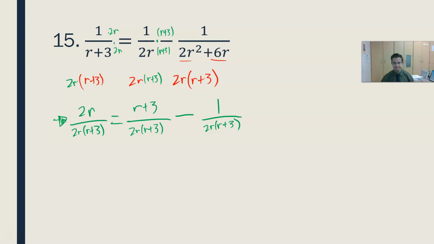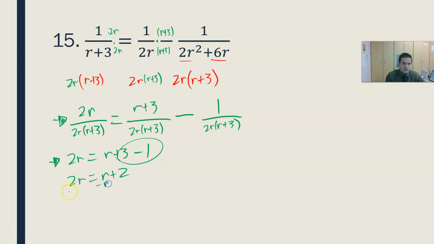Okay? Feel good? Now that I have all common denominators, I can just ignore the denominators and focus on the numerators. So 2r equals r plus 3 minus 1. Let's go ahead and simplify this. I can combine 3 minus 1. 2r equals r plus 2.